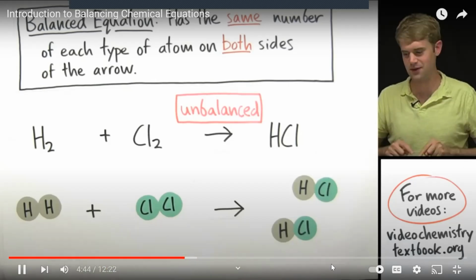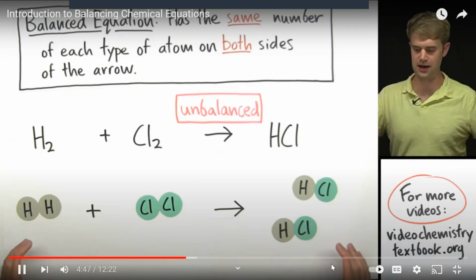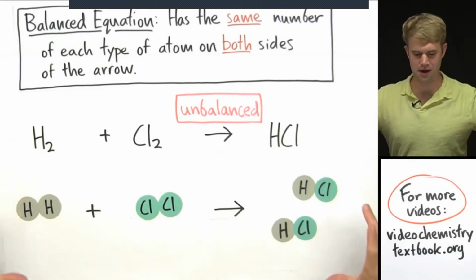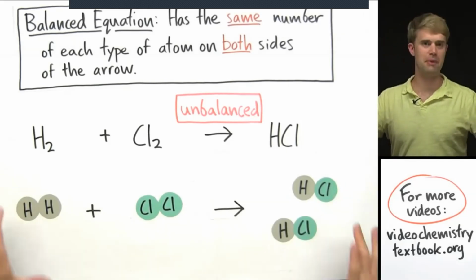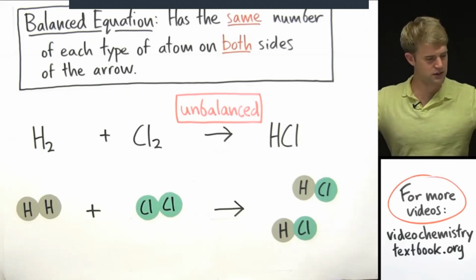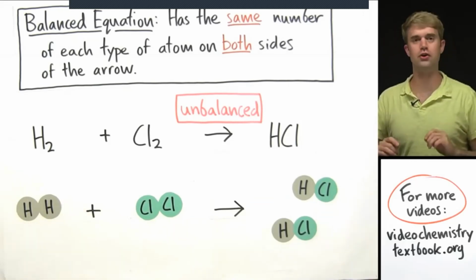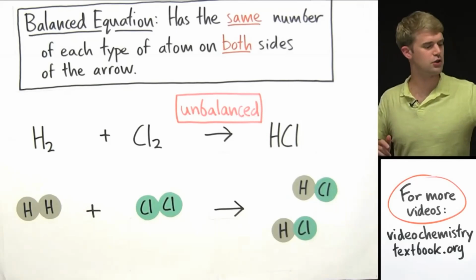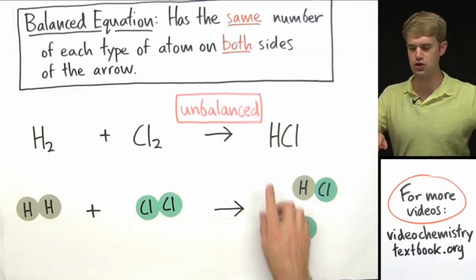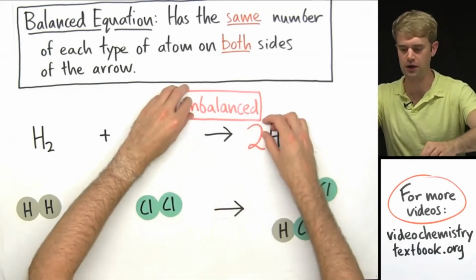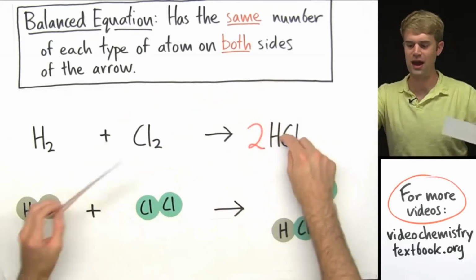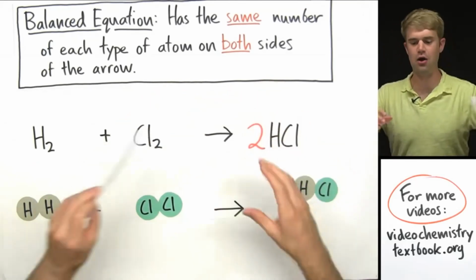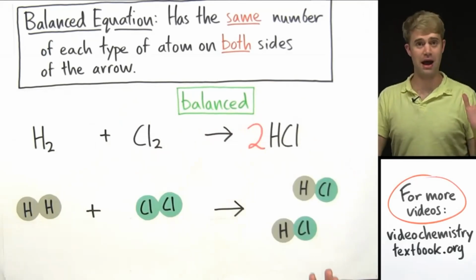2 chlorines on this side, 2 chlorines on this side, and now this equation is balanced. Okay, so we've balanced the visual version of it. To balance the written equation, what we'll do is we'll put a 2 in front of the HCl here to show that we have 2 of these, and now the equation is balanced.